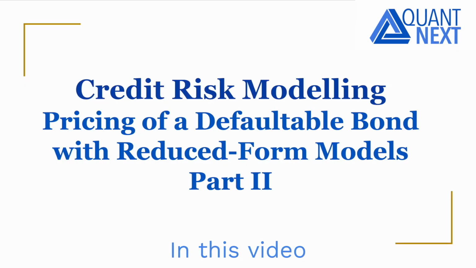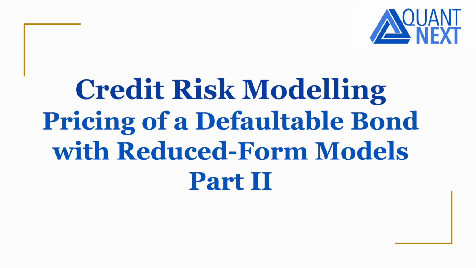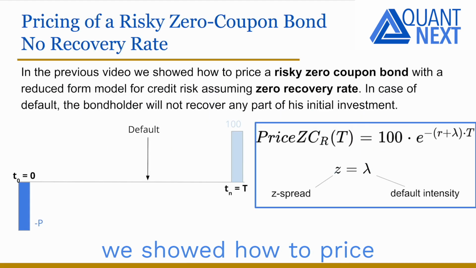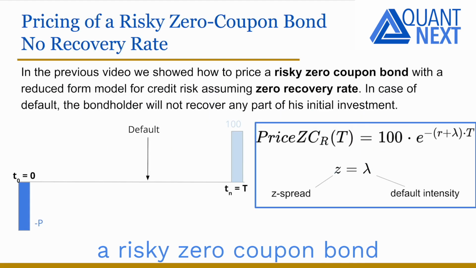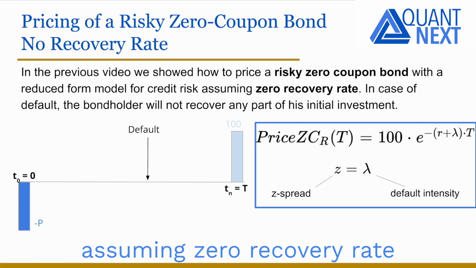Hi everyone! In this video, we'll see how to price a risky bond paying coupons with a reduced form model for credit risk. In the previous video, we showed how to price a risky zero coupon bond with a constant default intensity model, assuming zero recovery rate.